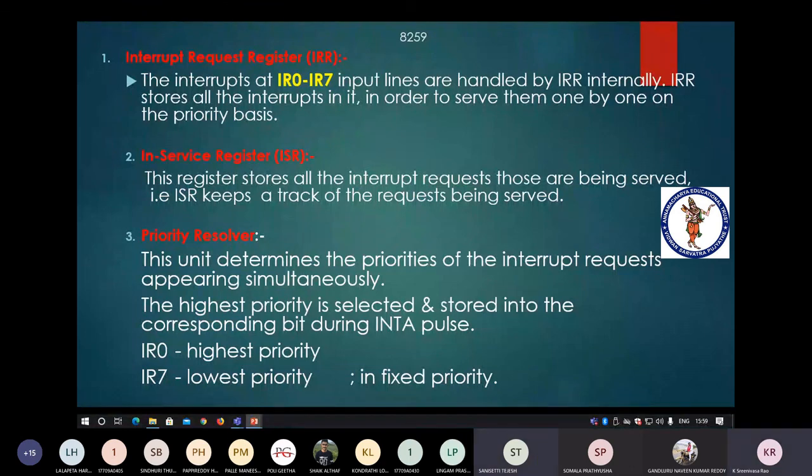You can connect any device. There is no restriction to connect. You can connect a keyboard, you can connect a D2A, you can connect traffic light controllers. Anyone.